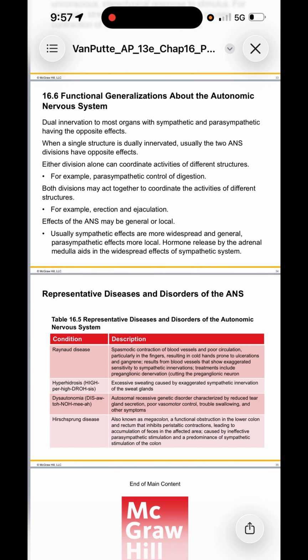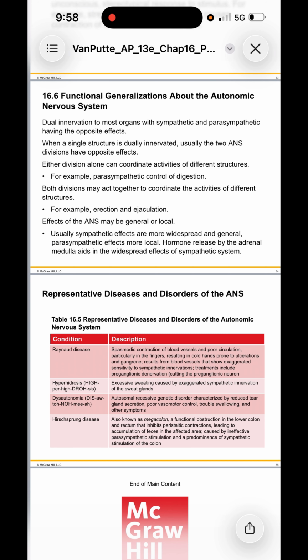16.6 Functional generalizations about the autonomic nervous system. Dual innervation to most organs, with sympathetic and parasympathetic having opposite effects. When a single structure is dually innervated, usually the two ANS divisions have opposite effects. Either division alone can coordinate activities of different structures, for example, parasympathetic control of digestion. Both divisions may act together to coordinate the activities of different structures, for example, erection and ejaculation.